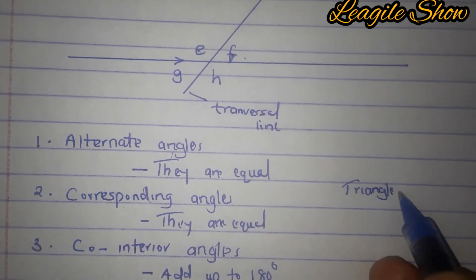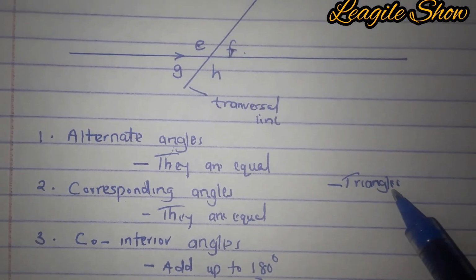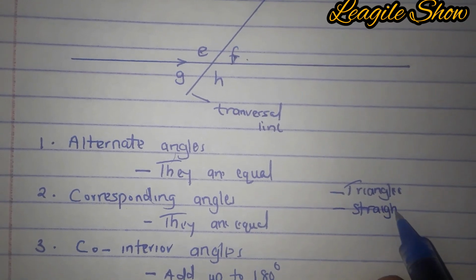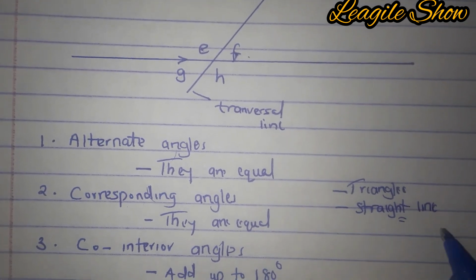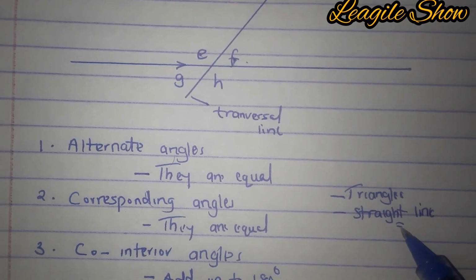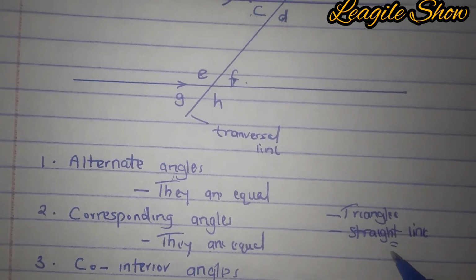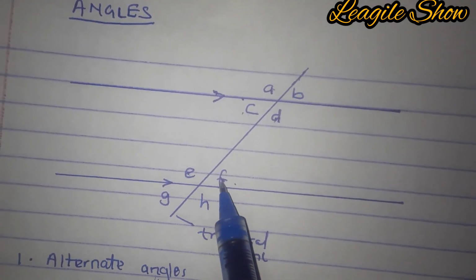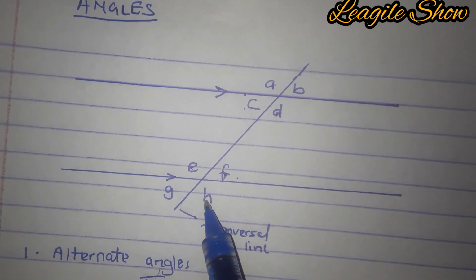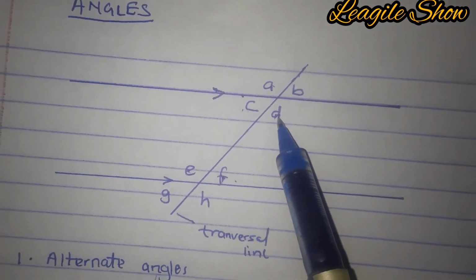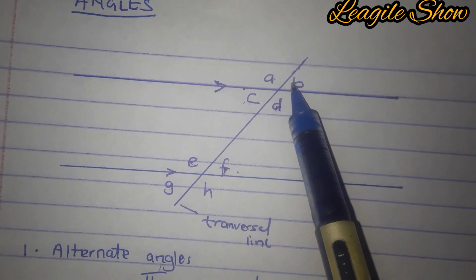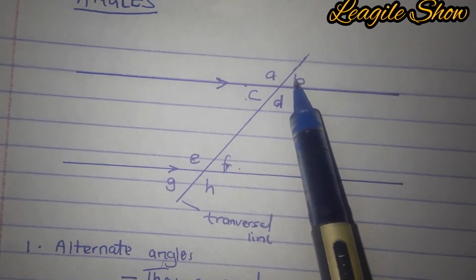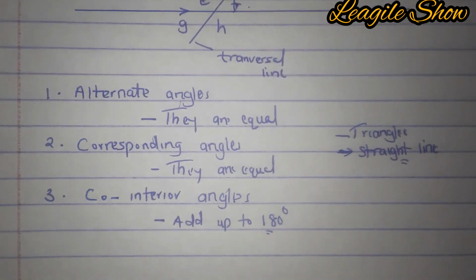triangle. Angles in a triangle also add up to 180 degrees. We have also angles on a straight line. Angles on a straight line also add up to 180 degrees. Examples of angles on a straight line in our diagram are E and F, or G and H, or C and D, or A and B. If you add them, for example, angle A plus angle B, you get 180 degrees.